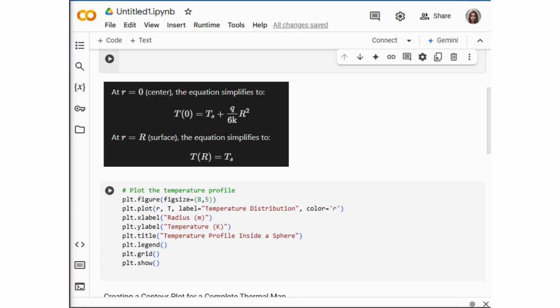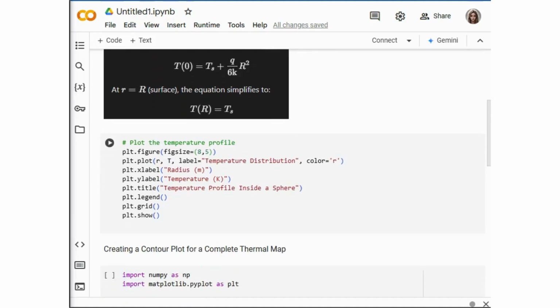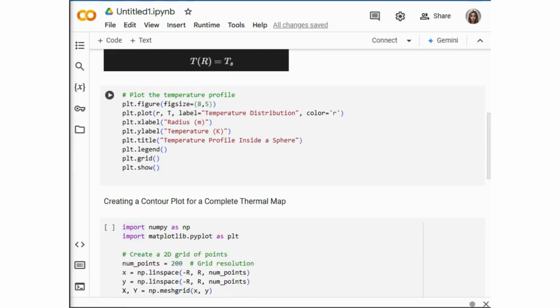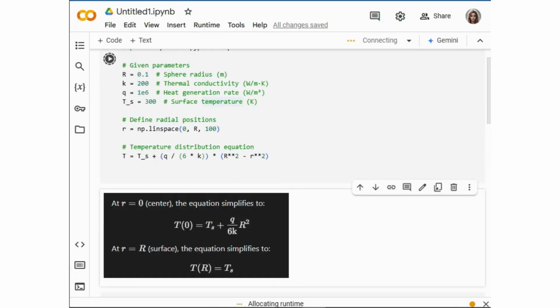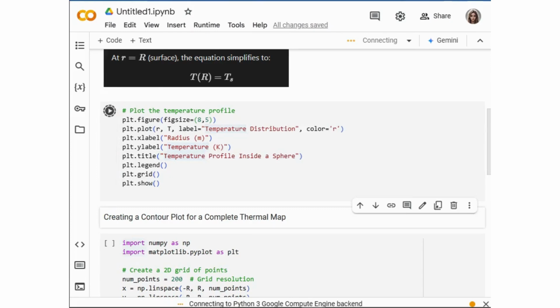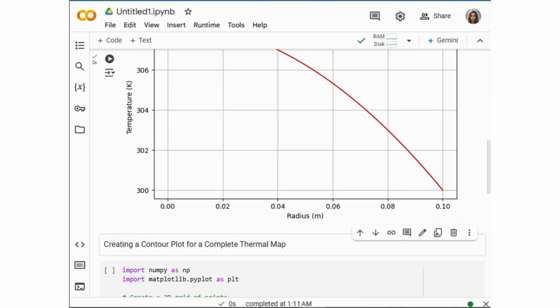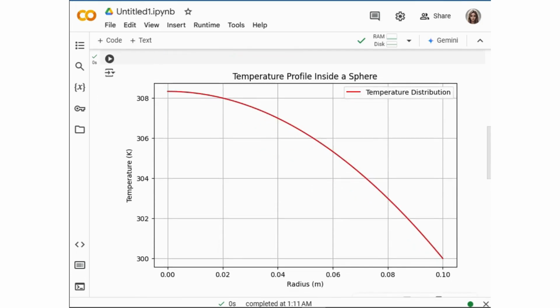Now we can plot the temperature. Here we are creating a figure and plotting temperature versus radial positions. And now let's run the code and see how our figure looks. While it is running, let's understand. Okay, it is there. So here we have a radius versus temperature graph.